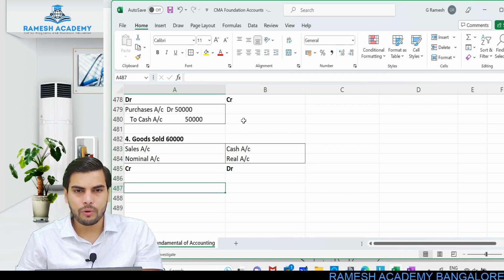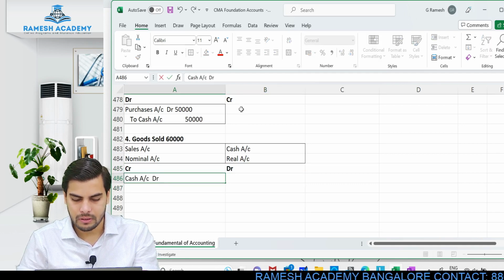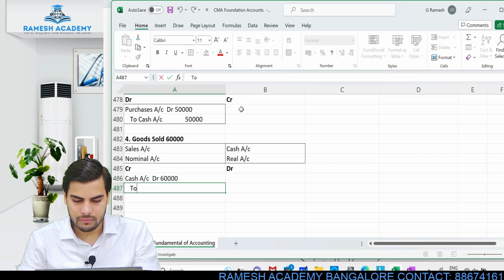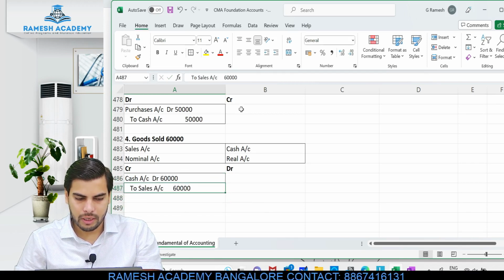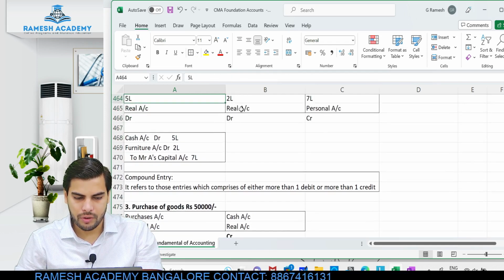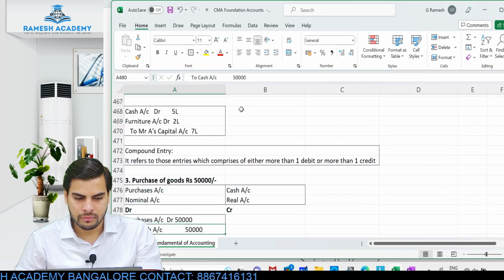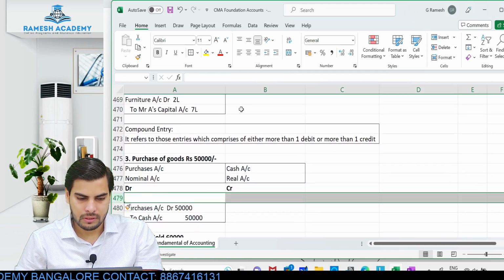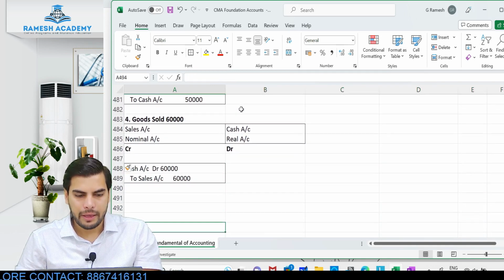Okay, so the entry would be like this. Cash account debit 60,000 to sales account 60,000. So this is how your journal entry would look like. Hope you all understood this. Is this clear? Any doubt so far? Clear about these four transactions?